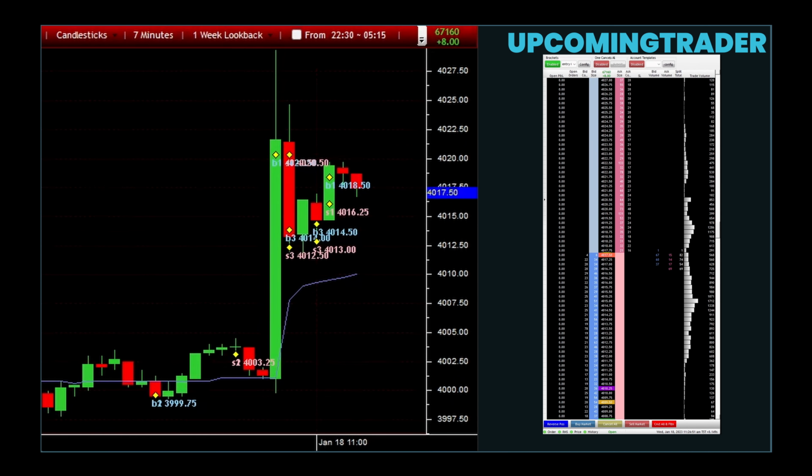Now you might be wondering, how do we actually set up a range chart for trading? It starts with choosing the right range size. The range size decides how much the price has to move before a new bar forms. You can make the range smaller if you want to see more detail, or larger if you want to focus on big price moves.